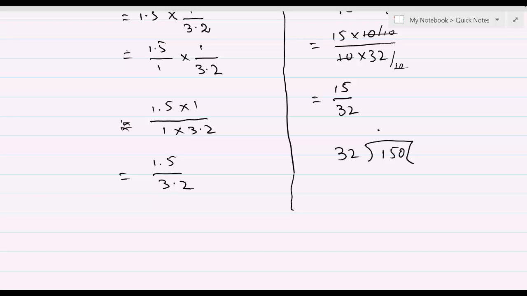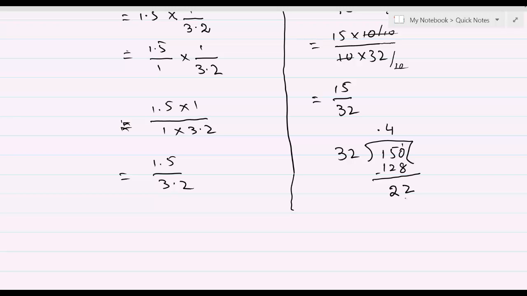So 32 goes 4 times. If we do it 4 times, 2 times 4 would be 8 and 3 times 4 would be 12. This will be 128, and now perform the ordinary subtraction. So we borrow 1 from here, make it 10. 10 take away 8 will be 2, and 4 will be left behind. 4 take away 2 will be 2.